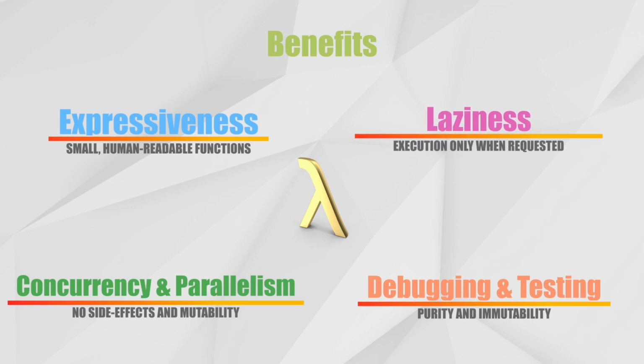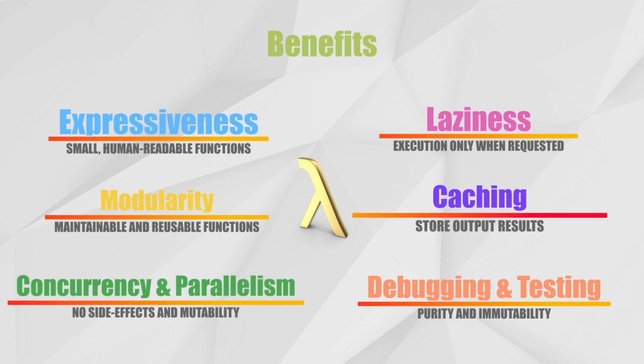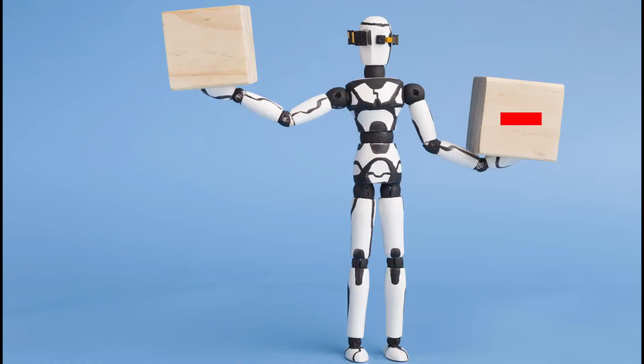Laziness. Functional programming encourages lazy evaluation, meaning that expressions are only evaluated when they are requested. Modularity. Granular, isolated functions are easier to maintain and promote reusability. Caching. The determinism of pure functions allows results to be stored once for given inputs and reused whenever the same function parameters are passed. And the drawbacks.